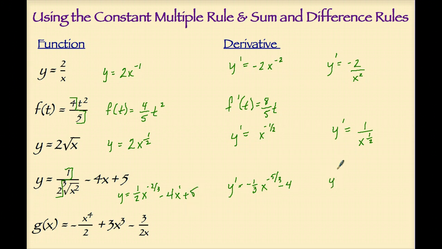Let's rewrite this a bit. Y prime is equal to negative 1 over 3, and then we're going to have the cubed root of x to the fifth, minus 4.